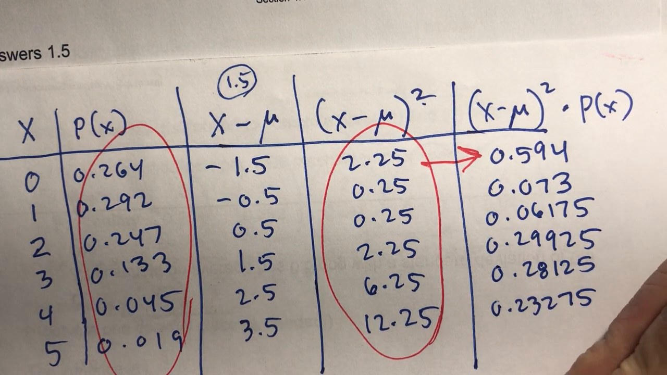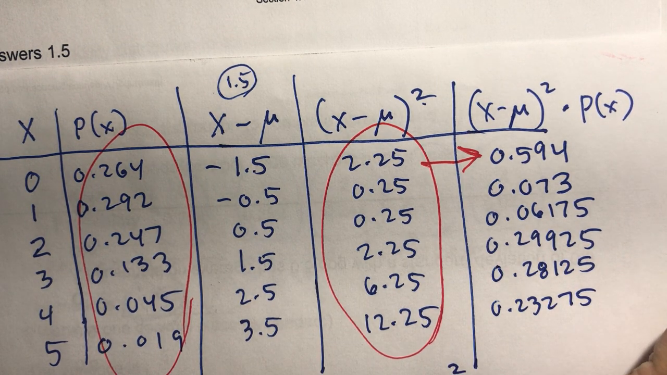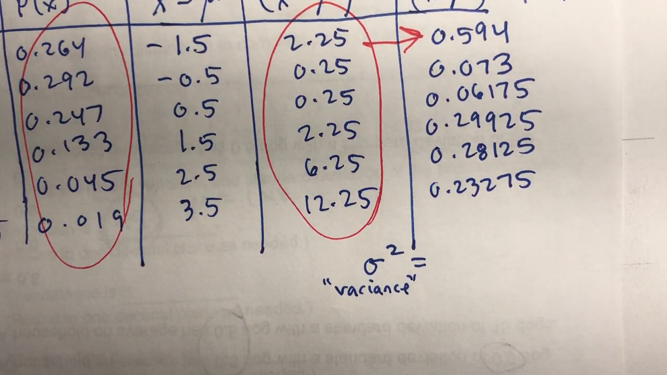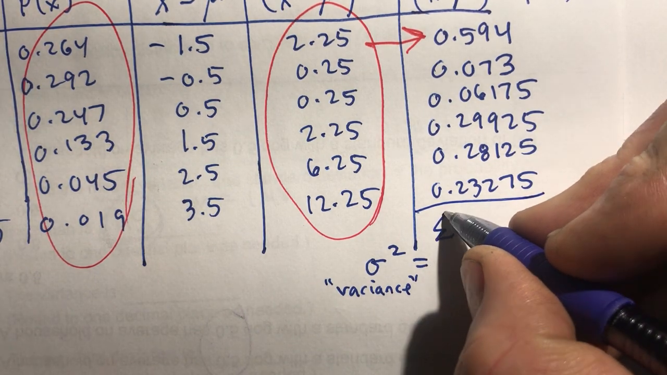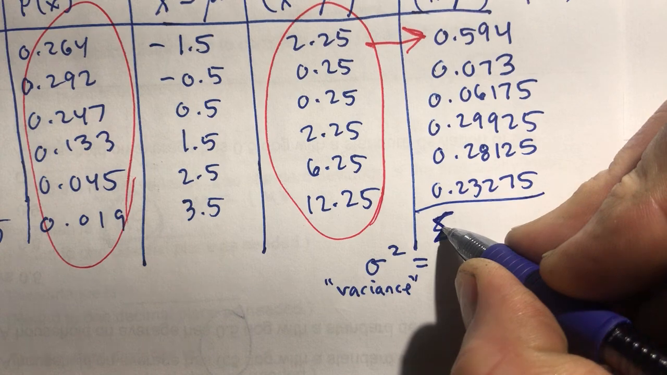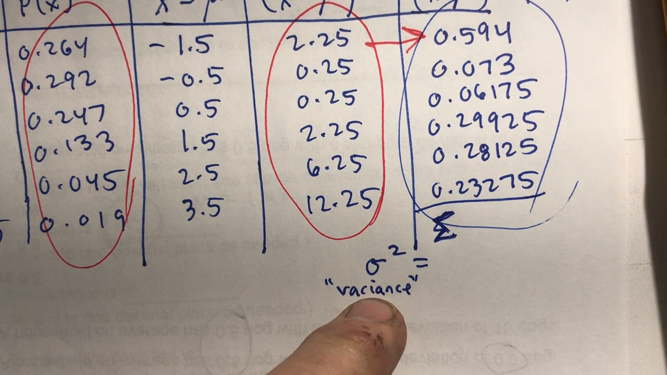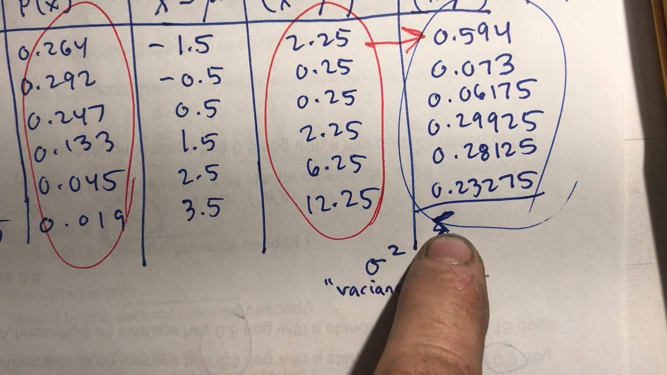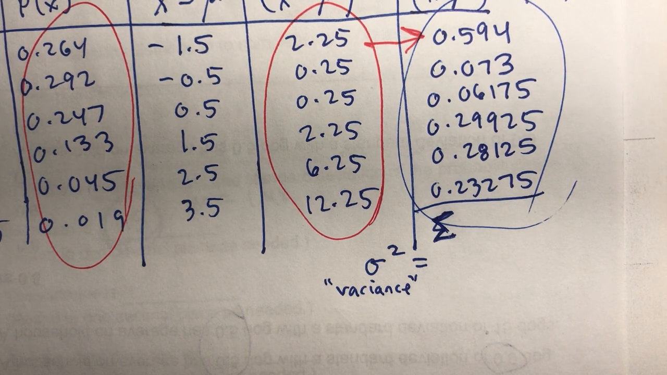And now, for my variance, this right here means variance. Oops. This is sigma squared. That's my variance. I just add all these up. That's supposed to be a sigma there. This is a capital sigma. This is a lowercase sigma, just to let you know. I think I said sigma, and then I said sigma for that. All right, so I'm going to add these up.